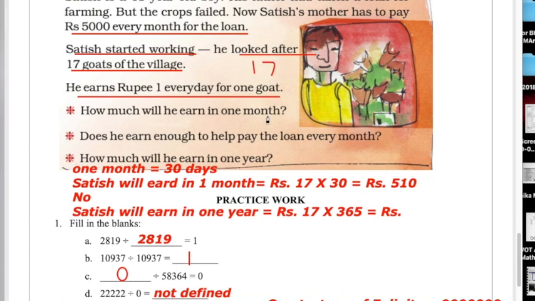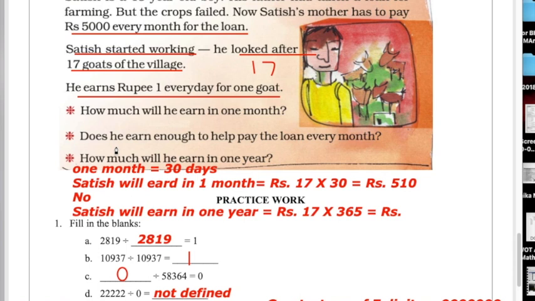How much will he earn in 1 month? As 1 month is 30 days, Satish will earn in 1 month rupees 17 into 30. So rupees 510. That means he is earning 510 rupees in 1 month.